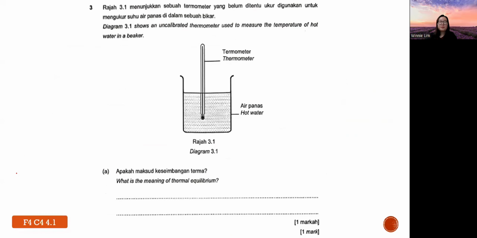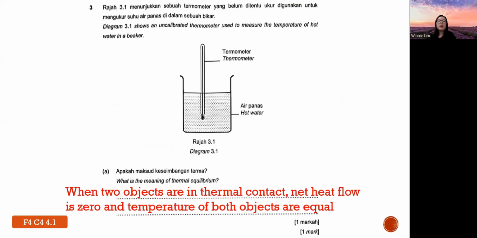Okay, number 3. Diagram 3.1 shows an uncalibrated thermometer used to measure the temperature of hot water in a beaker. What is the meaning of thermal equilibrium? So for thermal equilibrium to occur, we need two objects, one cold, one hot, and they must be in thermal contact. When the two objects are in thermal contact, the net heat flow is 0.